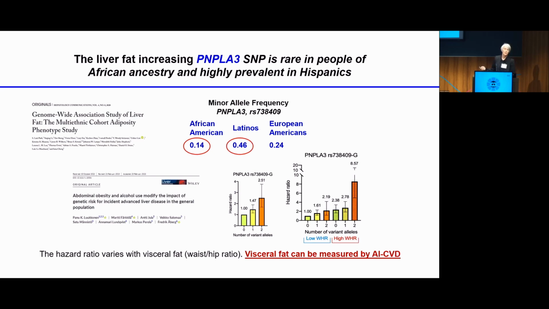Sometimes we concern ourselves with risk factors that might increase an outcome by, say, 20% or 30%. This is something that is increasing by 2.5-fold, and the risk varies with visceral fat. As Susan mentioned, the waist-hip ratio. And you can see if you have a low amount of abdominal subcutaneous fat, it still increases the risk over 2-fold to have 2 copies of this variant. But if you have a high waist-hip ratio, it increases over 8.5-fold.